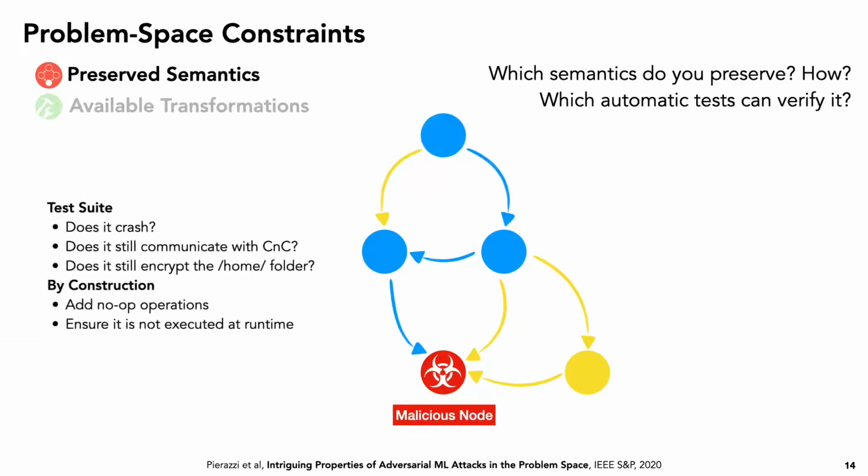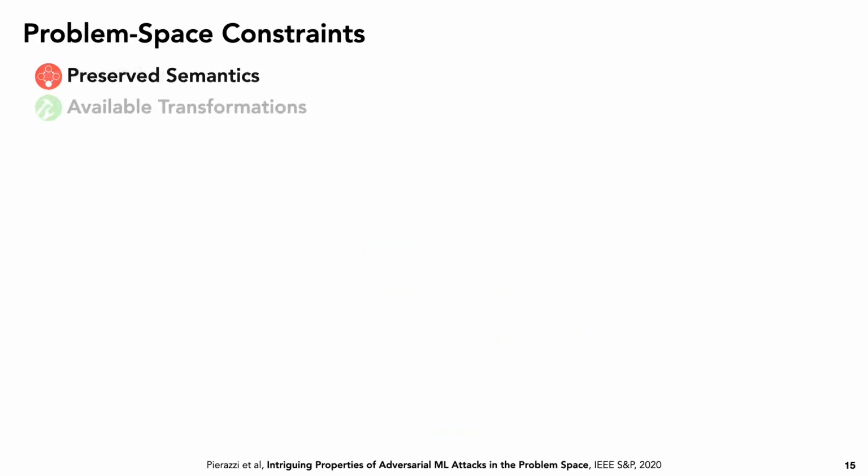In practice, semantic equivalence is undecidable, so we need to define a test suite to check that some set of behavior is preserved. Does it crash? Does it still phone home? Read and write the correct files? And so on. Alternatively, you might be able to preserve semantics by construction, by adding operations that have no actual effect, such as no-op instructions, or by otherwise ensuring any added code isn't executed at runtime.